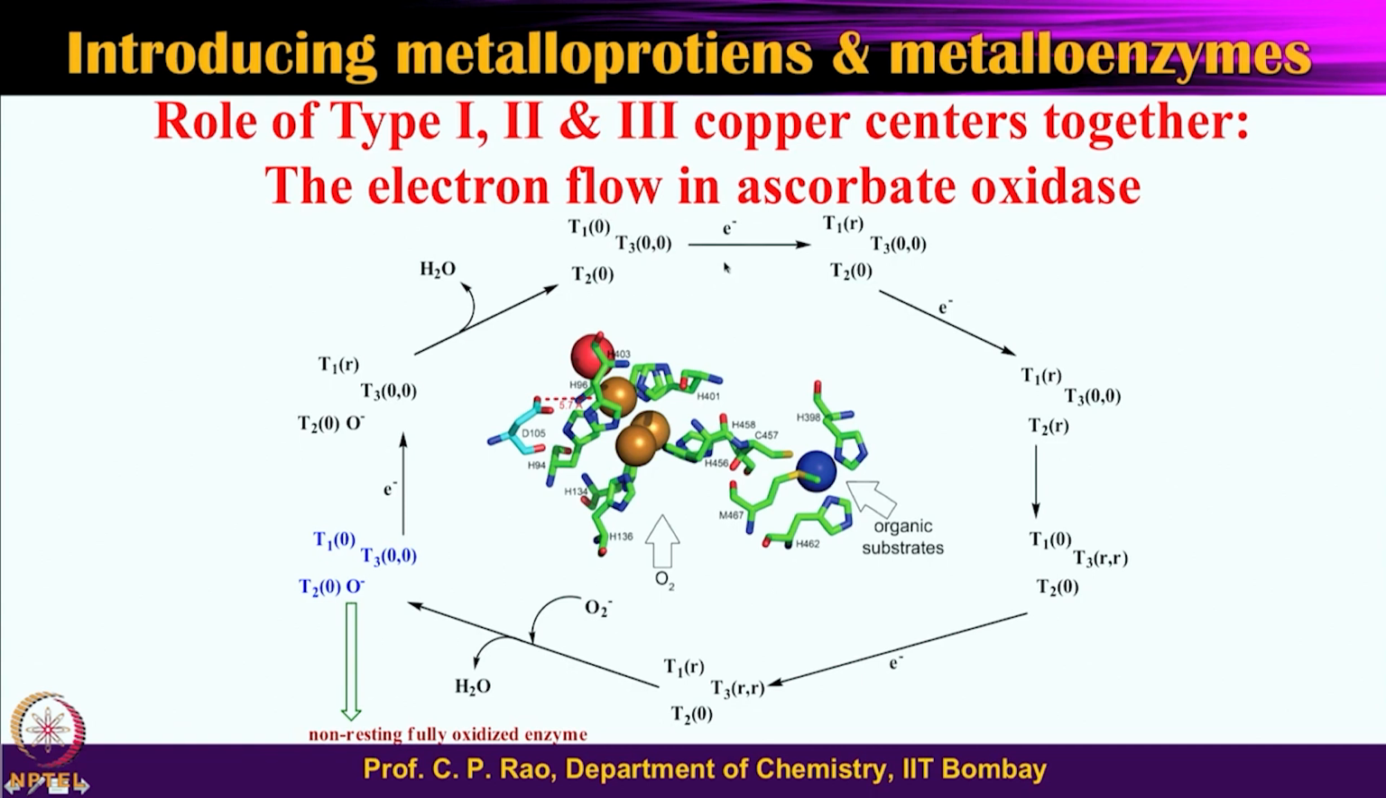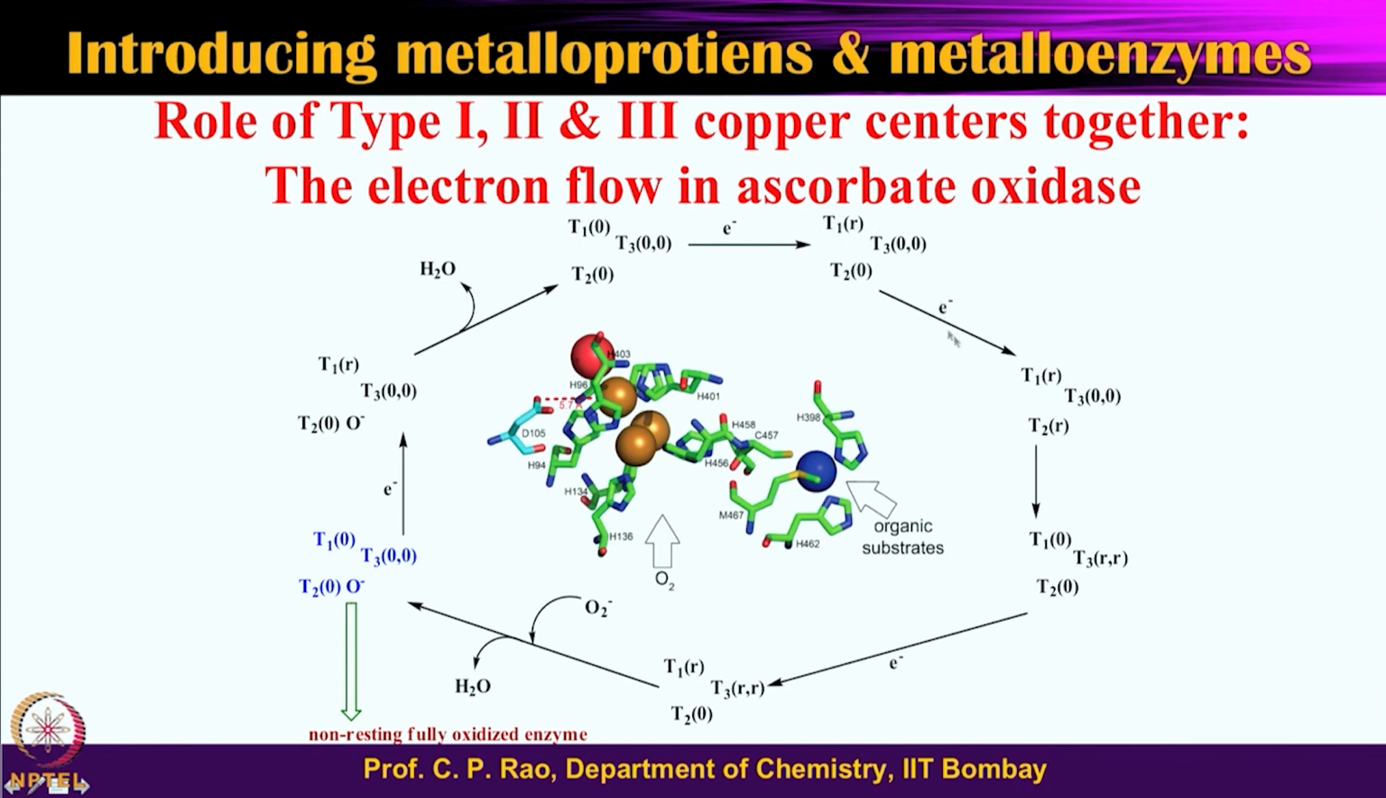Now, if you add 1 electron to this particular enzyme, where will the electron go? Will it go to T1, will it go to T2, will it go to T3? Everywhere you have copper 2, but it will go only to T1, because the redox potential of this is very favorable. Therefore, that will attract the electron. So, that will go to T1.